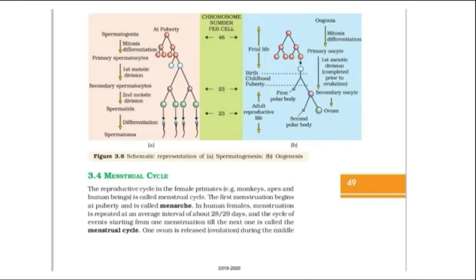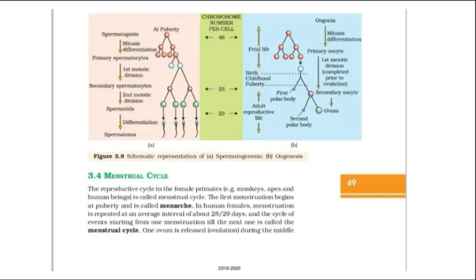Now, 3.4 Menstrual cycle. The reproductive cycle in the female primates, for example monkeys, apes and human beings, is called the menstrual cycle. The first menstruation begins at puberty and it is called menarche. The human female's menstruation is repeated at an average interval of about 28 or 29 days. And the cycle of events starting from one menstruation till the next one is called the menstrual cycle.